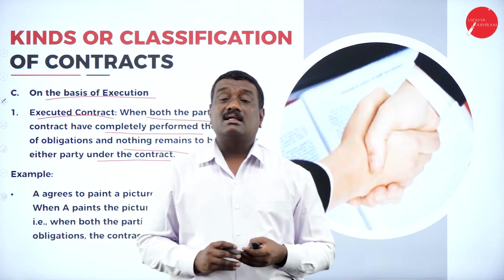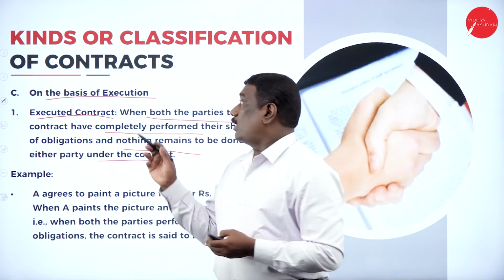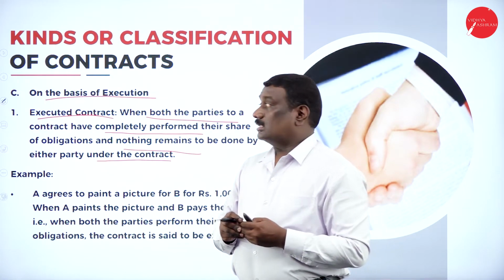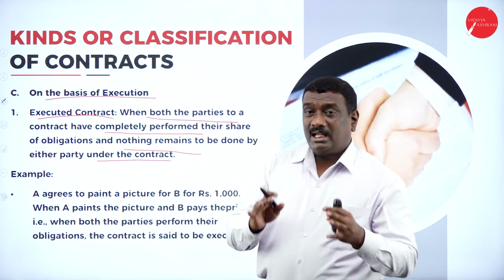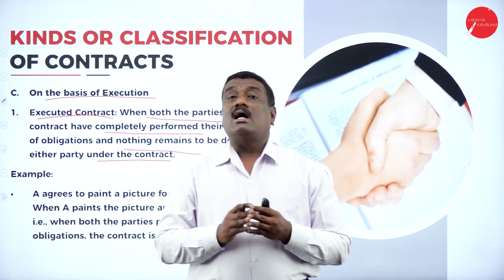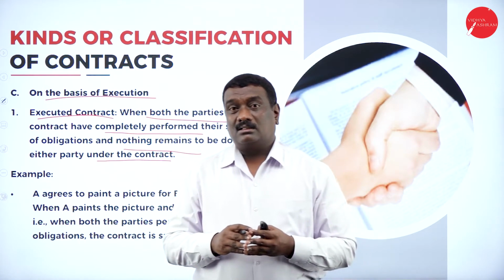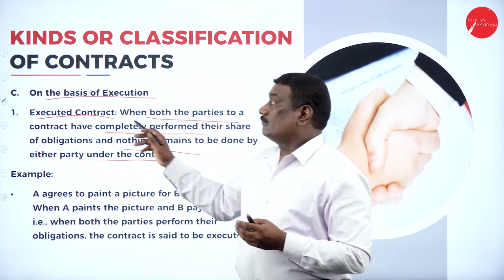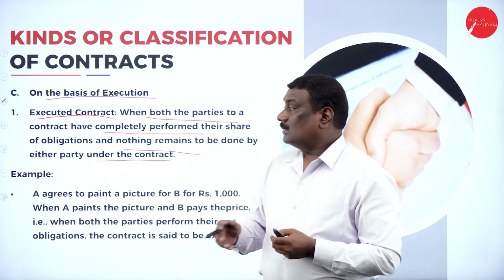So an executed contract is a contract where both the parties who are coming under a contract have completed their obligations, and there is nothing to do further. That kind of contract is known as the executed contract.